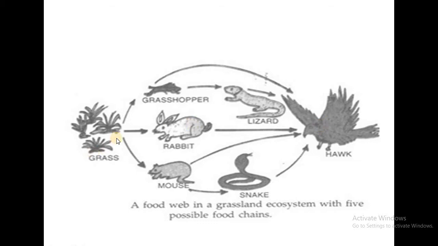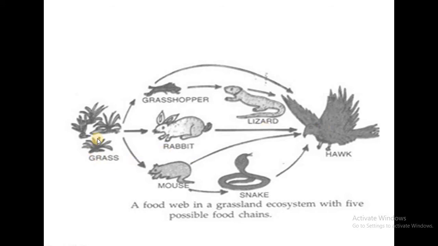In the third type, the grasses are eaten by the rabbit, the herbivore, and in turn the rabbit is eaten by the hawk. The third type of food chain. And again, the fourth type: the grasses are eaten by the mouse, and this mouse is in turn eaten by the owl.